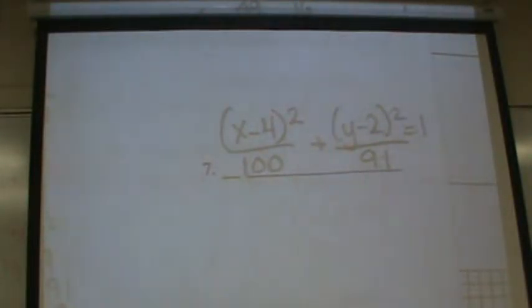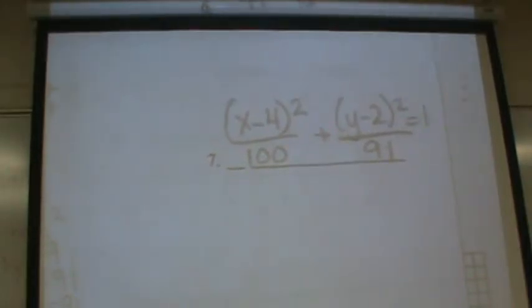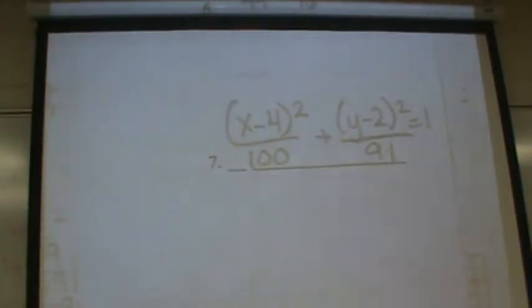Where's 91 come from? Oh, never mind. Wait, why is it equal to 1? It just does. It's always. Wait, wait, anyway. I can't wait to get a bench.